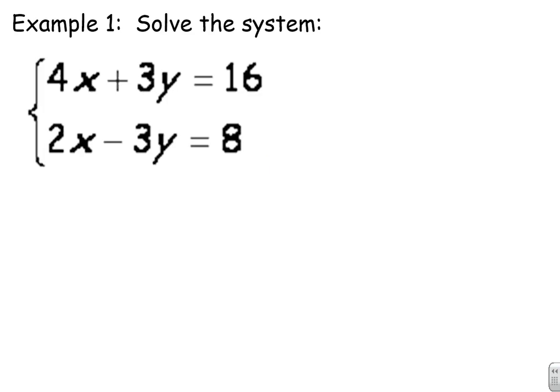Pause the video now as you take a look at example 1. Actually, let's walk through example 1 together. We're going to be combining these two equations. So that literally means we're adding both equations together.